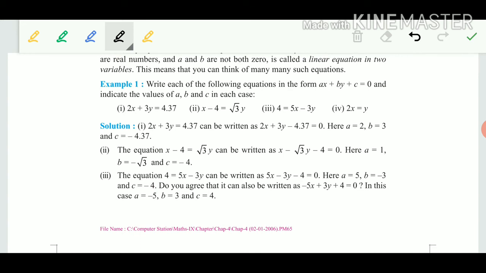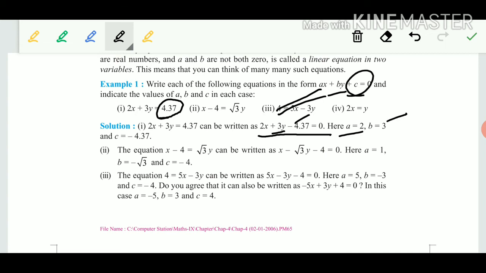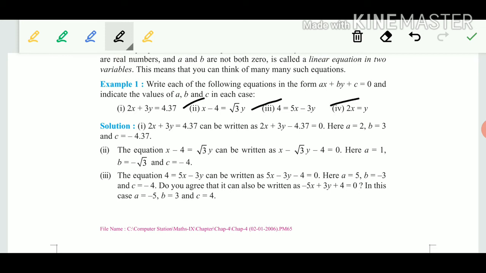So write the equation in the general form and write the values of a, b and c. First we write the equation in the general form. 4.37 is plus on the right side, on the left side it becomes negative. Then compare it, coefficient of x is a, so a value is 2, coefficient of y is b, b value is 3, and the third term is c, so c value is minus 4.37. Like this way solve all the parts.